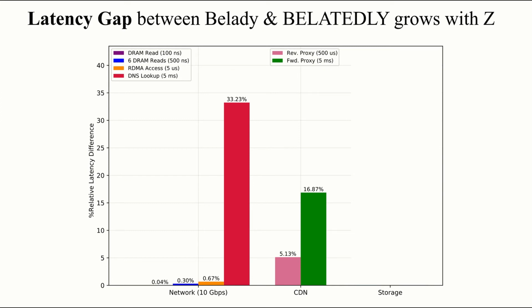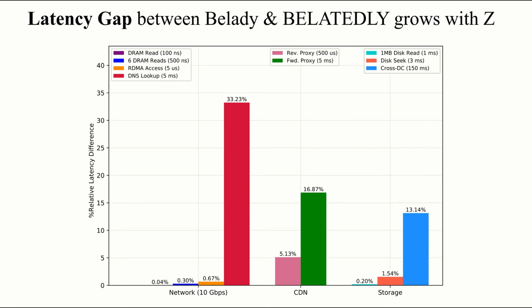Similarly, in the CDN setting, we see a gap of 5 to 17%. And in the storage setting, a gap of 13% for cross data center latencies. Overall, we see that for scenarios corresponding to high Z values, the hit rate maximization strategy is far from minimizing latency.